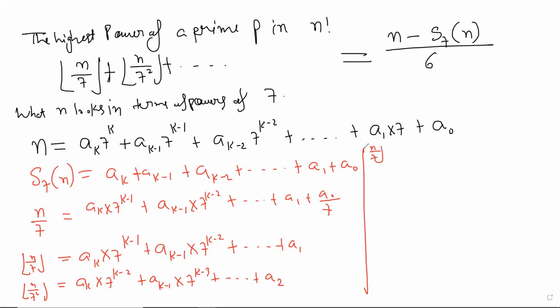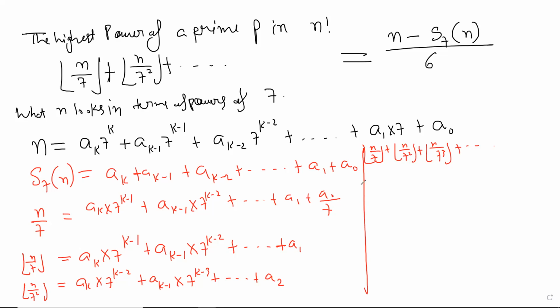you take this n by 7 and you do this n by 7 square and n by 7 cube and so on. Do this, right? Then what is it that you're going to get? You are going to get the a1, right? Now it is just a matter of summation and so on.